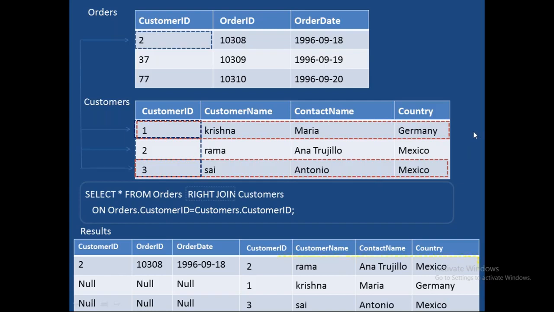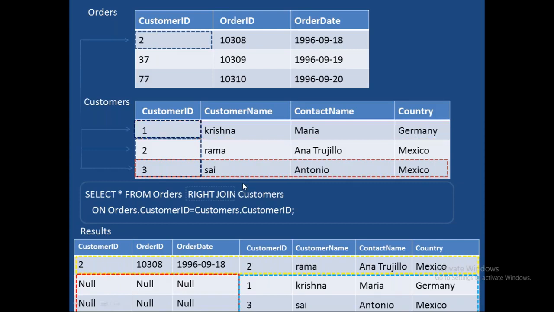Okay, next. Understood? See, this is the second record which is matching. So 1 and 3 are the right table records, and for the respective records you don't have anything. That's why it's a null. Okay, this is the right join.